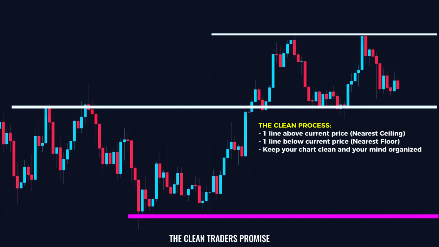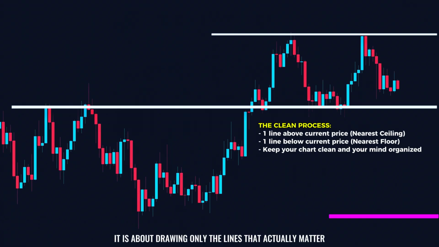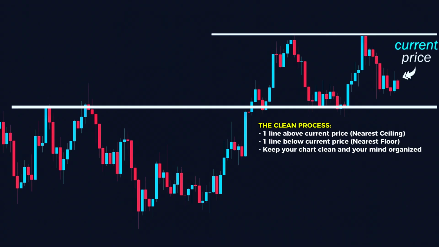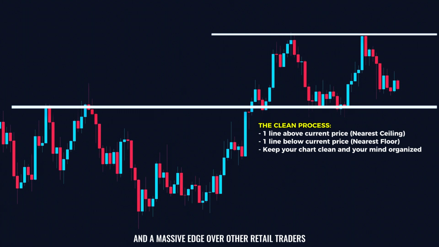The clean trader's promise. Drawing support and resistance is not about how many lines you can draw. It is about drawing only the lines that actually matter. By following these 4 simple rules, multiple rejections, drastic moves, flipped roles, and nearness, you will have cleaner charts and a massive edge over other retail traders.